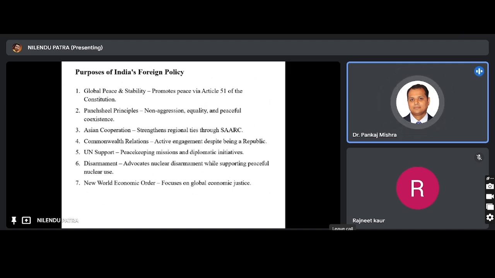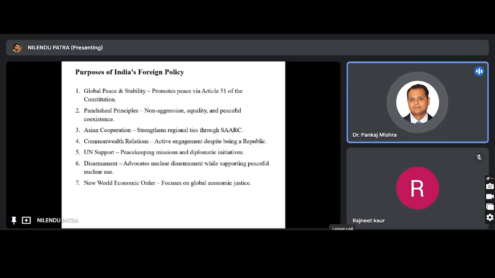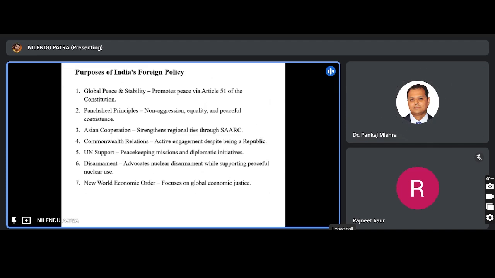But you are writing it as one of the points of Indian foreign policy in general. That is not correct. Global stability and peace is the first point. ASEAN cooperation is okay. Then Commonwealth relations, okay. Support in the UN, inside and outside, okay. The new world economic order, okay. But point number two has to be shifted to relations with China only, because my title specially focuses on China, and this point is relevant to China. Non-aggression, equality, and peaceful coexistence with Panchsheel principles.